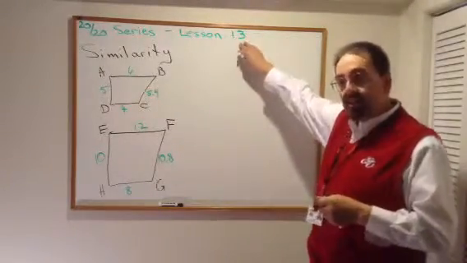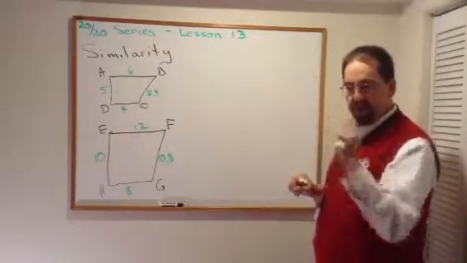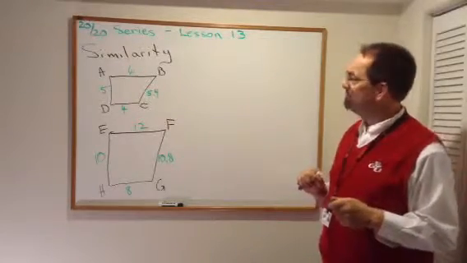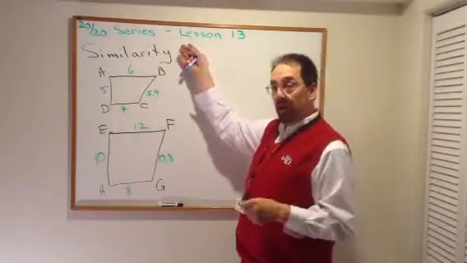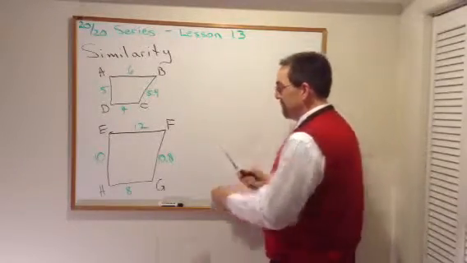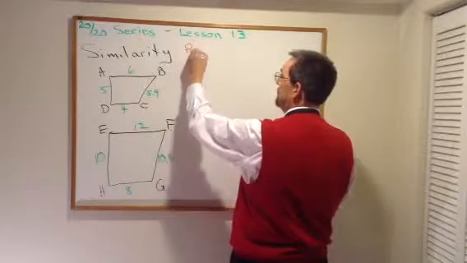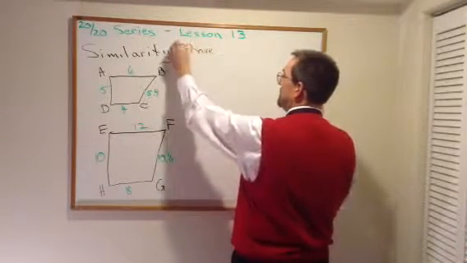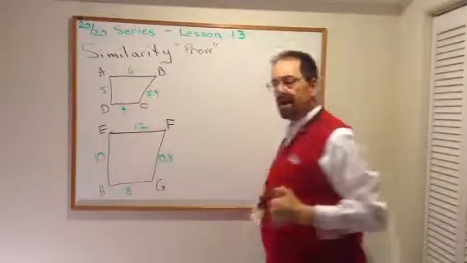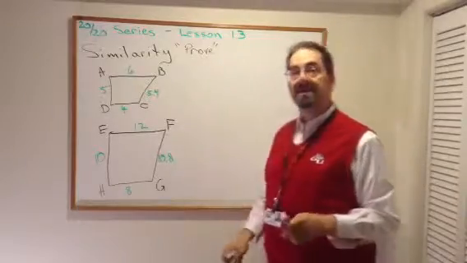Welcome back to lesson 13 of our 2020 series, 20 lessons in 20 days to prepare for the end of course exam at the end of May. Last time we talked about similarity. Today, let's see if we can prove similarity. Prove. Given two four-sided objects, we need to prove that they are indeed similar.